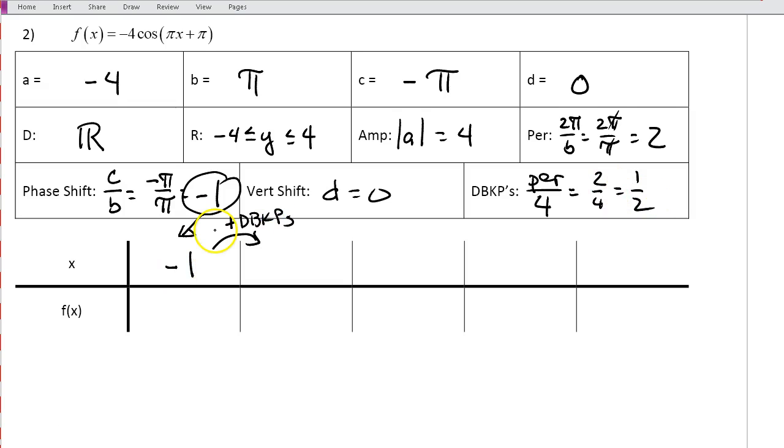So if I'm at negative 1 and I add 1/2, I'll be at negative 1/2. Add 1/2 again, I'm at 0. Add 1/2 again, I'm at 1/2. Add 1/2 again, I'm at 1. Then let's go ahead and figure out these values.